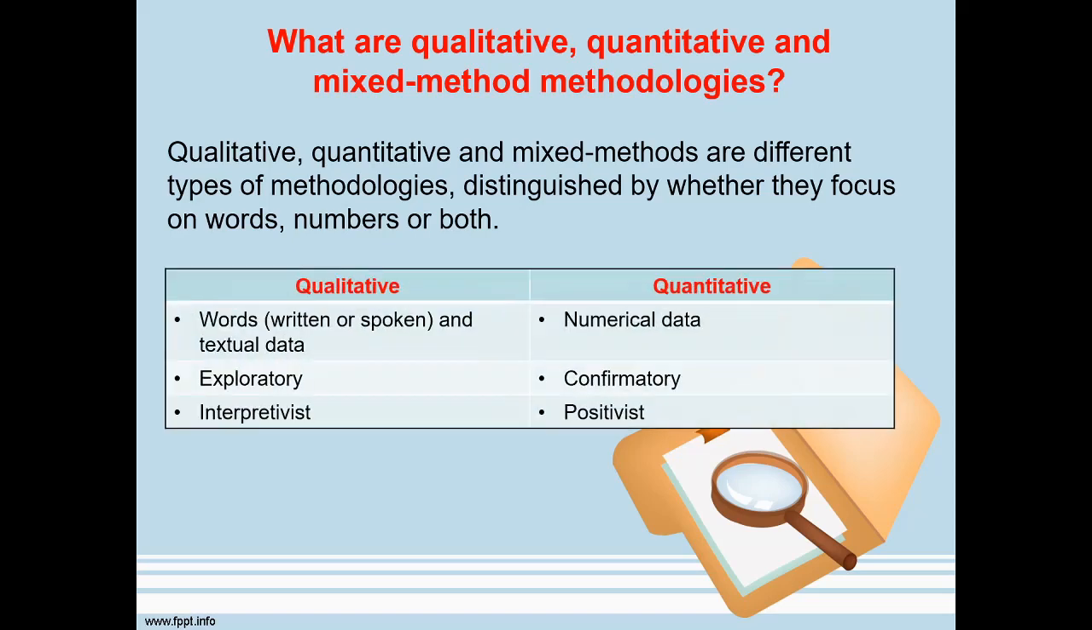Now, to distinguish between qualitative and quantitative. First, I want to say that qualitative research refers to research which focuses on collecting and analyzing words, which may be in the form of written or spoken, and textual data, okay? Whereas quantitative research basically also focuses on the measurement and testing using numerical data.